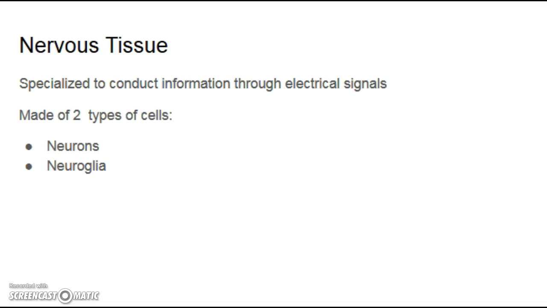Nervous tissue is specialized to conduct information through electrical signals, and nervous tissue is made up of 2 types of cells: neurons and neuroglia. Neurons are the cells that conduct the electrical impulses. Neuroglia are the supporting cells of the nervous system.